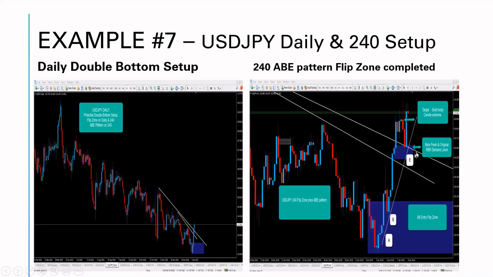ABE entry. This would have been an entry right here. If you look at the trend line as well, it kind of stuck on the other side of the trend line, but I'd have been watching for lower time frame setups so I get a lower risk, because price didn't drop deep enough. It touched the trend line, barely touched it, and then rocketed to the target, which was here. So that was an ABE entry at the flip zone. You see where the location is.